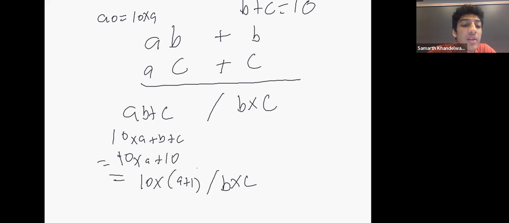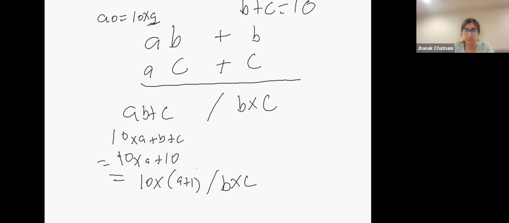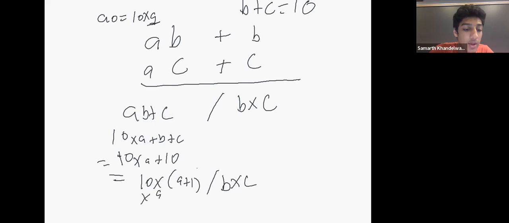And remember, on the left-hand side, there's another step that we have to have, actually. We have to multiply by A. Do you guys remember why we have this step? So now this is going to equal, we're going to multiply by A, and we're going to get 10 times A times A plus 1 and B times C.